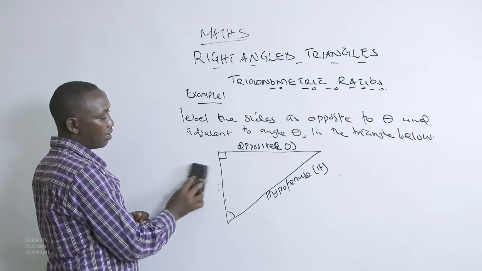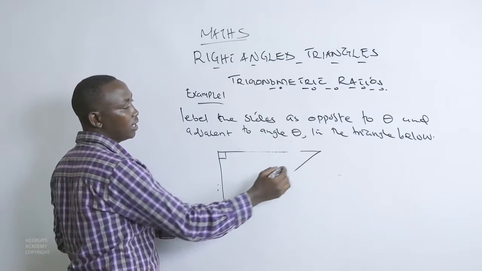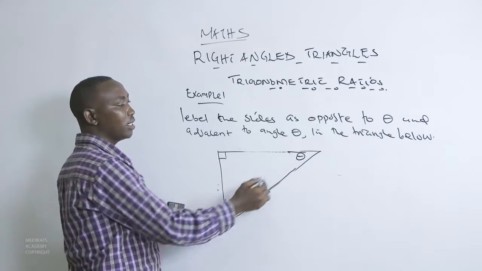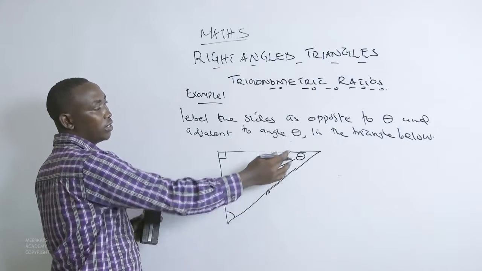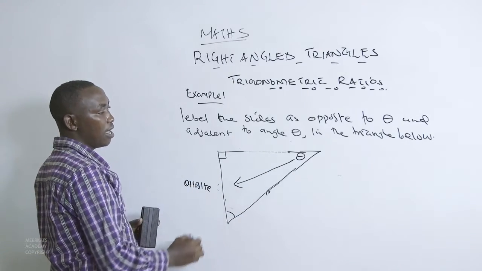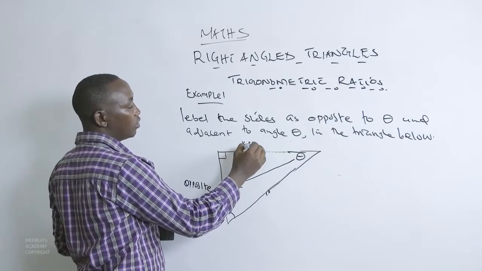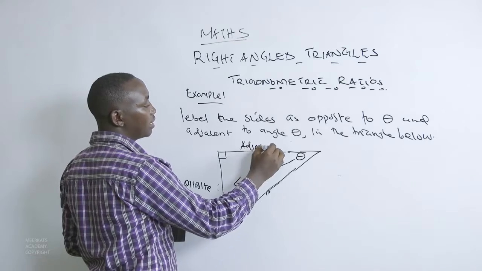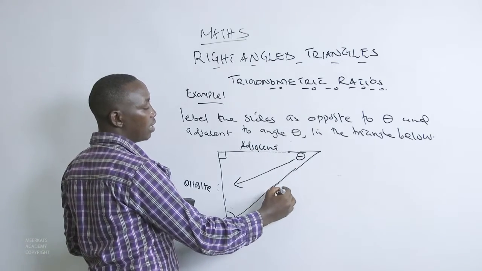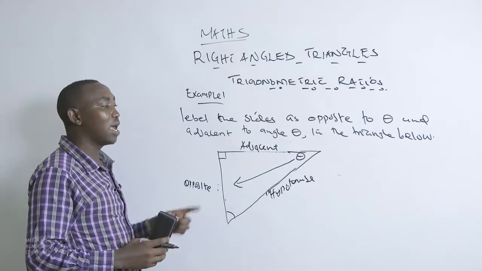Supposing that this angle theta was on this side of the triangle, then in this case the side that is opposite to that particular angle is this side, and therefore this will be the opposite side. The side that is adjacent to this angle is this one on top, and therefore this one will be called the adjacent side of that particular triangle. This will continue to remain to be the hypotenuse because it is the longest side of that particular triangle.